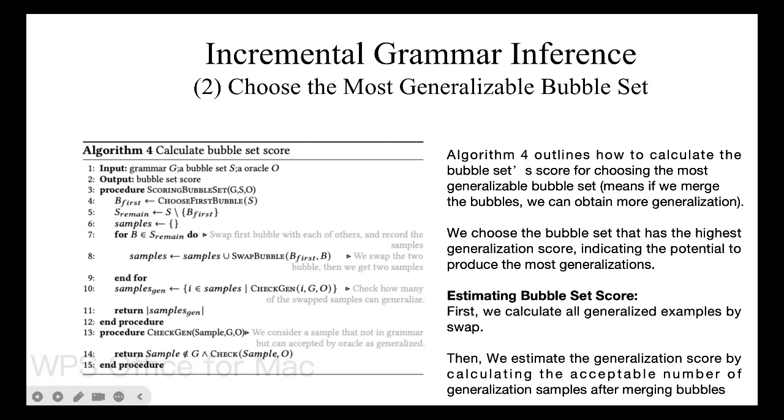Then we choose the most generalizable bubble set. Algorithm 4 outlines how to calculate the bubble set score for choosing the most generalizable bubble set. It means if we merge the bubbles, we can obtain more generalization. We choose the bubble set that has the highest generalization score, indicating the potential to produce the most generalizations. And how do we estimate the bubble set score? First, we generalize the examples by swapping.